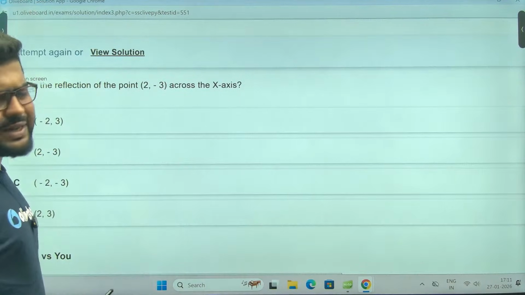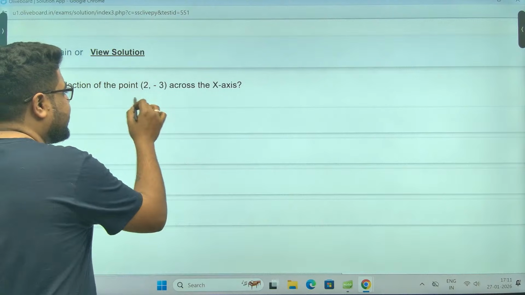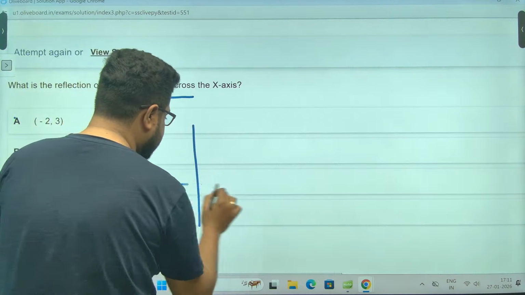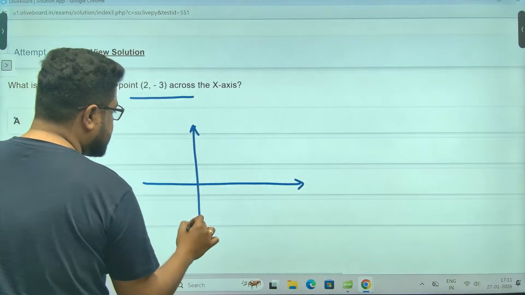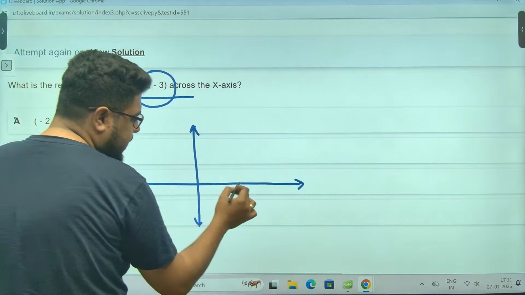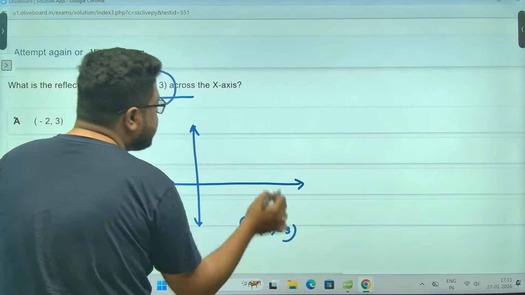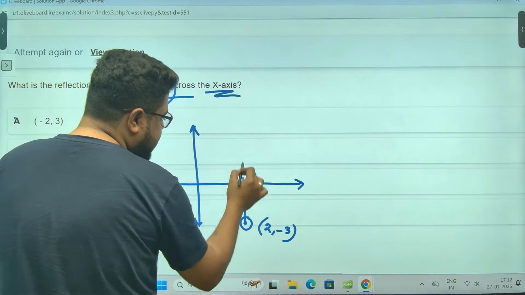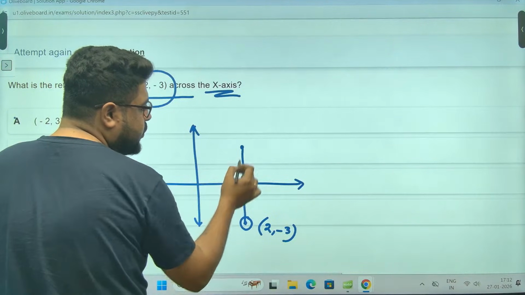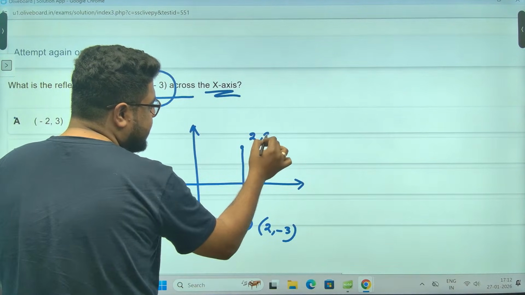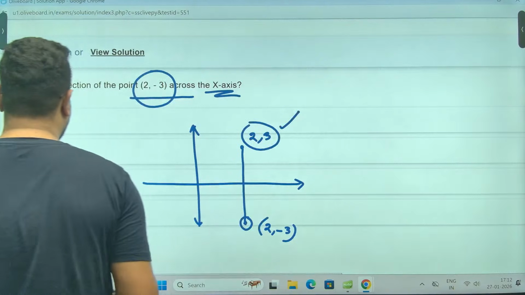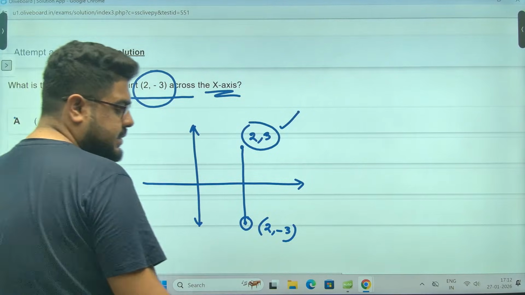Reflection, coordinate geometry. Again, reflection questions, they don't really ask nowadays. Sir, the point is 2 comma minus 3. 2 here, minus 3 here, somewhere here. Sir, x-axis reflection will be somewhere here. So 2 will remain 2, minus 3 will become plus 3. That's your answer, sir. 2 comma 3, option D is the answer.